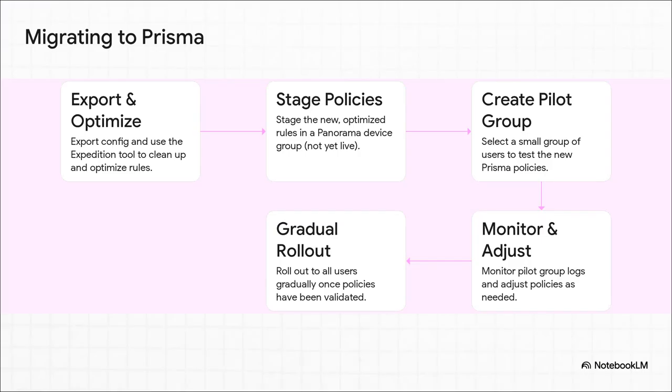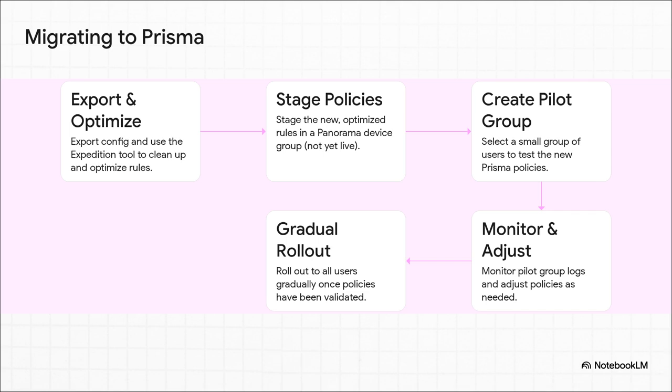You are not just going to copy and paste your old rules. No way. You start by exporting your old config and importing it into Palo Alto's Expedition tool. Think of this tool as your cleanup crew. It helps you get rid of old, duplicate rules and optimizes everything for the cloud. Then you stage those shiny new policies in Panorama, but you don't push them live.